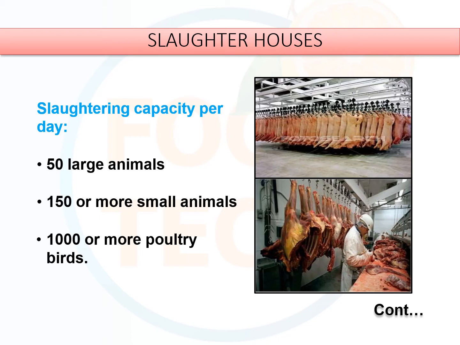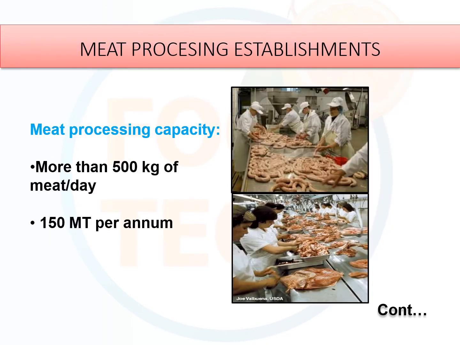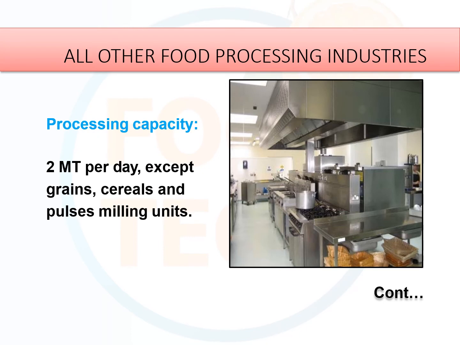Here the small animals may include sheep, goats, etc. Next is the meat processing capacity, which is anything related to meat processing. It should be more than 500 kg per day and 150 metric tons per annum. Next is all other food processing industry, which I mentioned earlier, except those. The processing capacity must be 2 metric tons per day, except for grain cereals and pulses milling units.